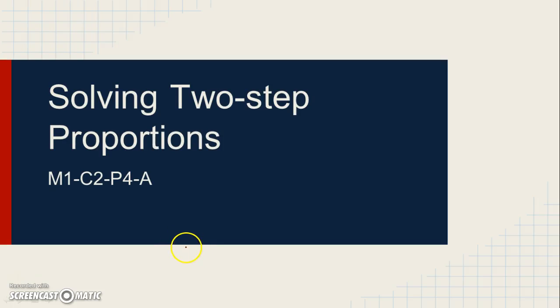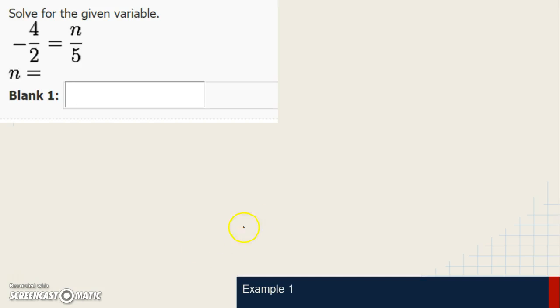Today we're going to look at solving two-step proportions. If you look at example number 1, it looks like an equation that you've already solved in the past. And it is. This is actually a one-step equation. So if we want to figure out what number makes this equation true, all we have to do is isolate the variable using inverse operations.